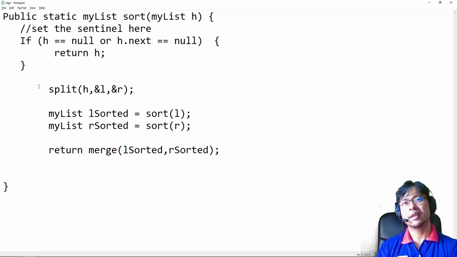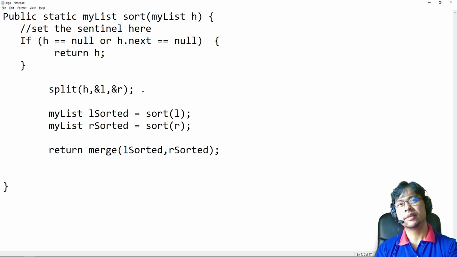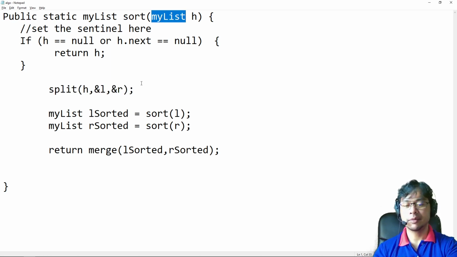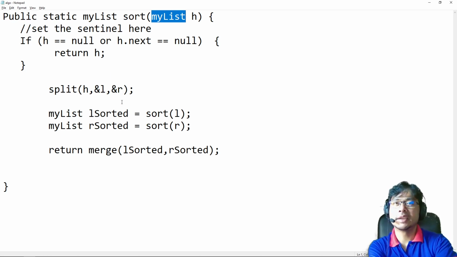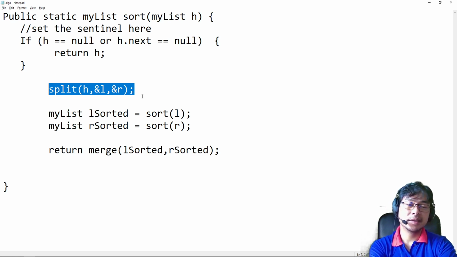So, first thing you need to do is split. Yan ang sinasabi natin kanina. Split the array or split the list. In this case, we're dealing with the list. Assuming na hindi array yung hinahandle natin, it's a list. Mas madali nga naman kasi mag-handle ng linked list instead of the array.